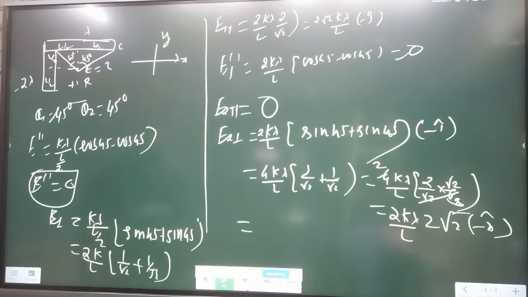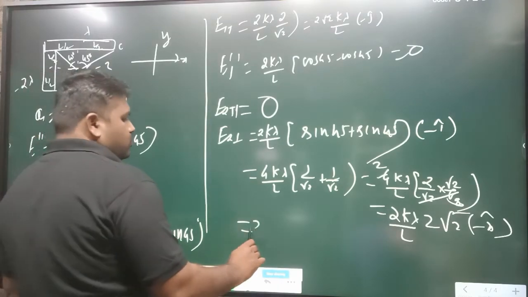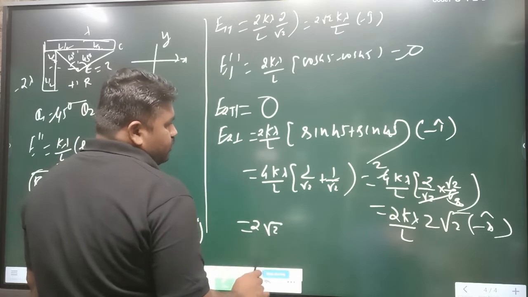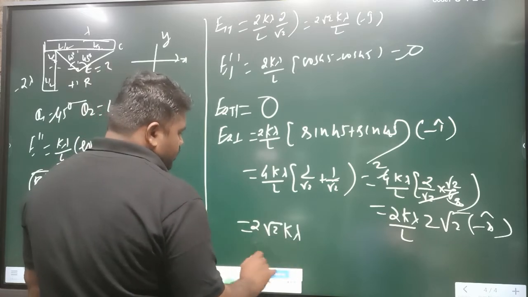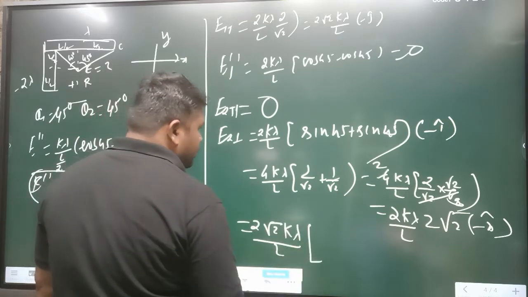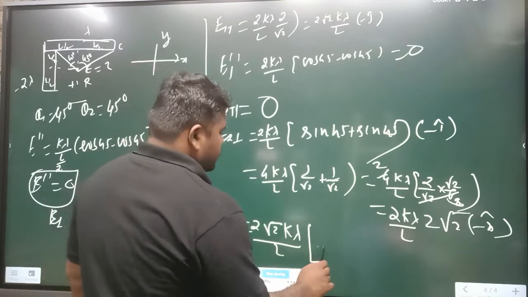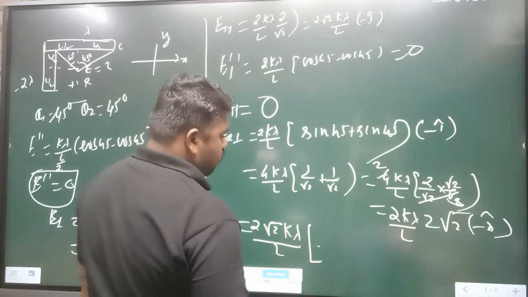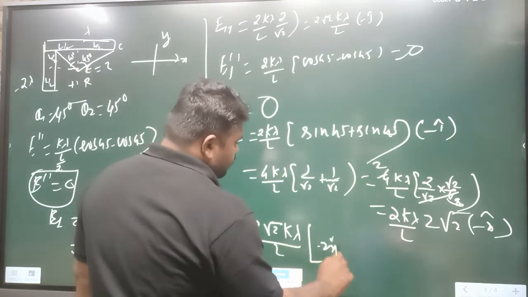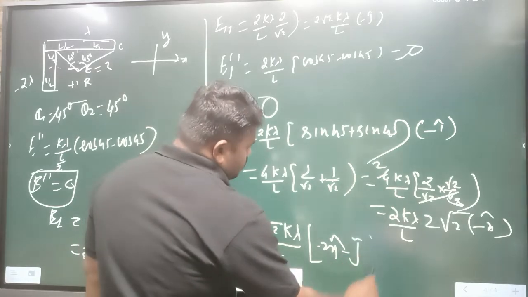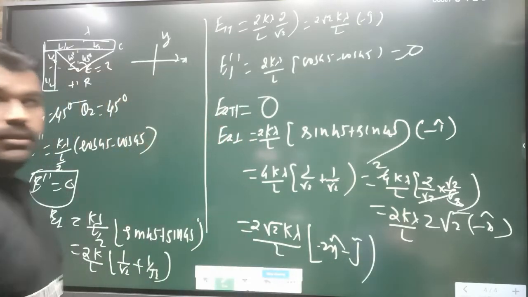2 lambda by L, 2 root 2 k lambda upon L inside the bracket. Inside the minus x cap, minus 2x cap, minus y cap, minus a cap. Yes or no?